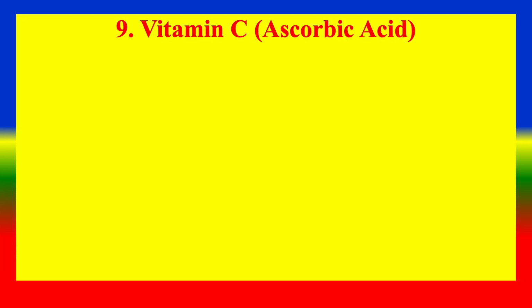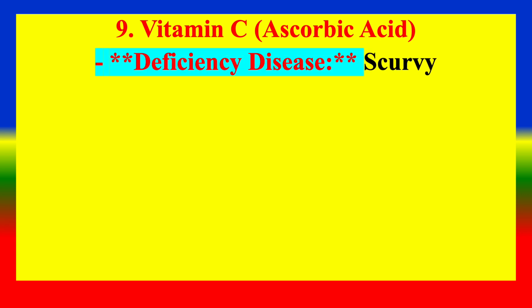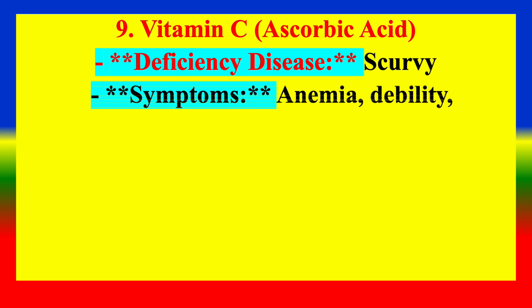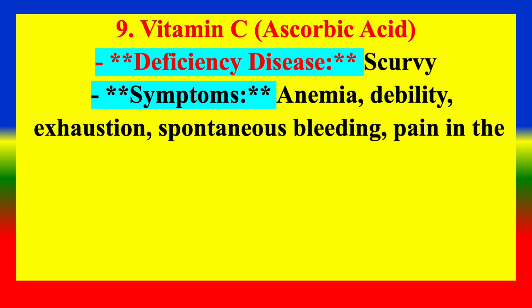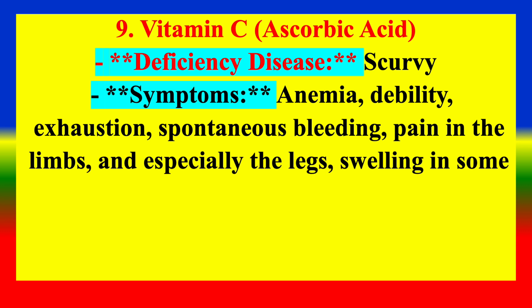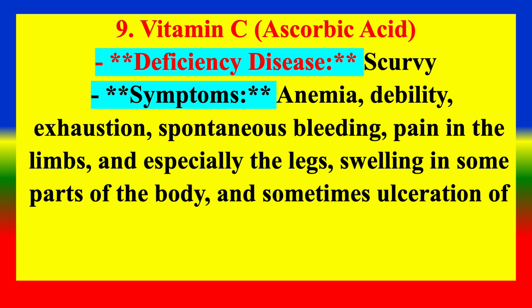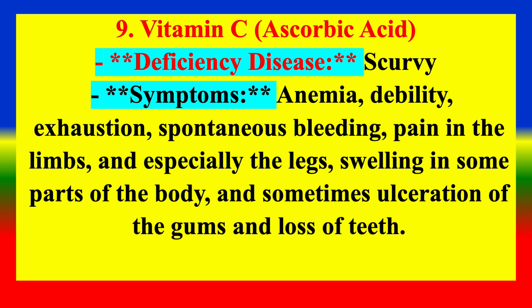9. Vitamin C, ascorbic acid. Deficiency disease, scurvy. Symptoms: anemia, debility, exhaustion, spontaneous bleeding, pain in the limbs and especially the legs, swelling in some parts of the body, and sometimes ulceration of the gums and loss of teeth.